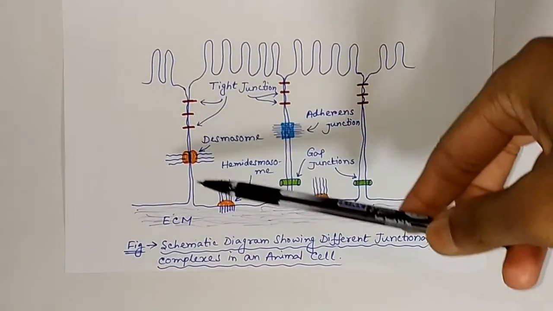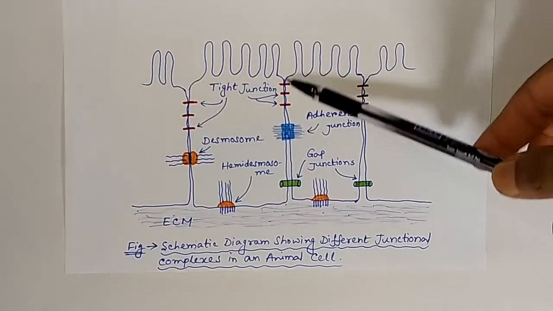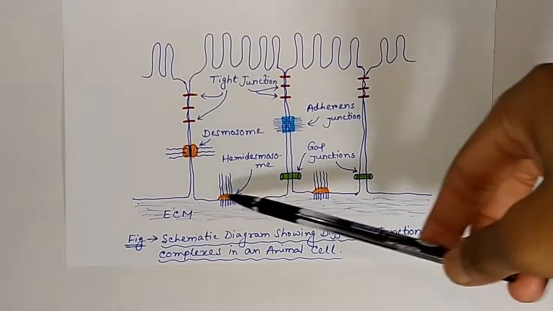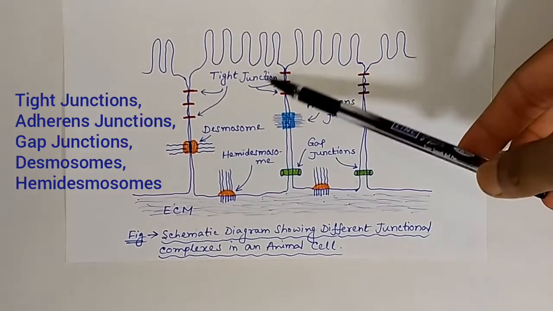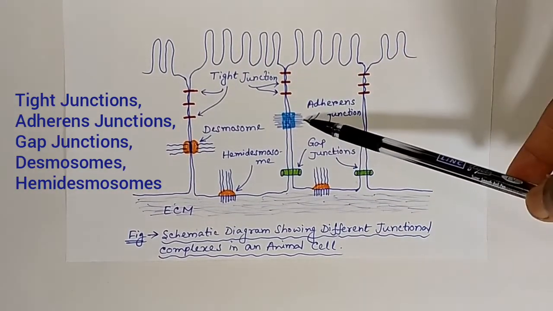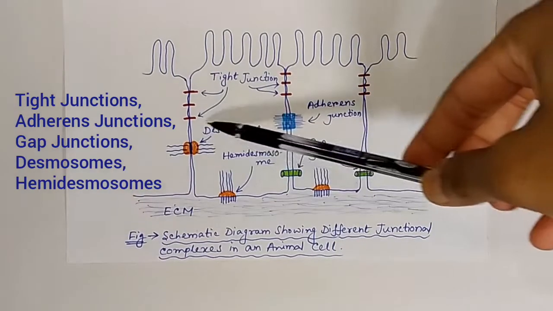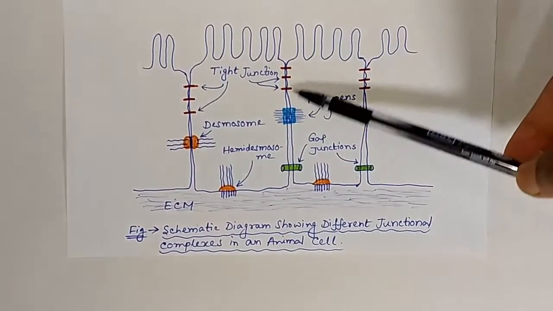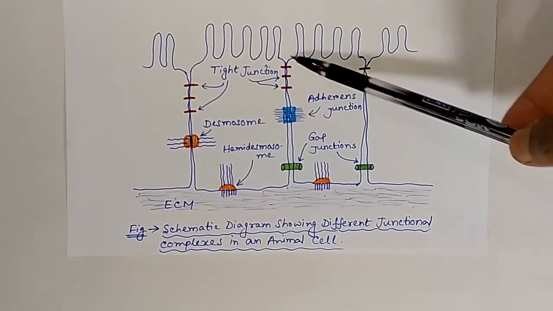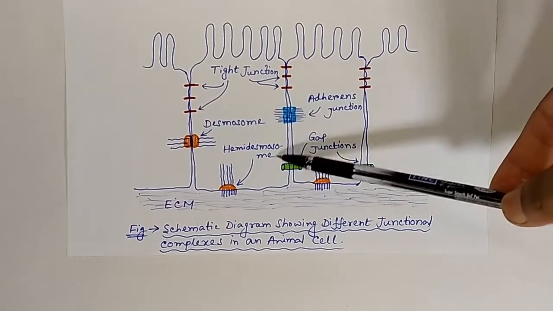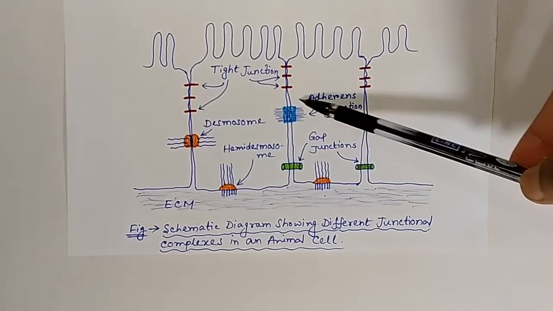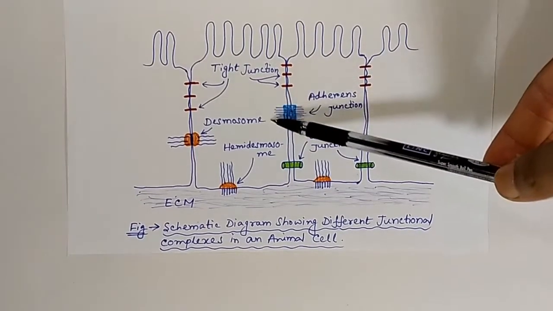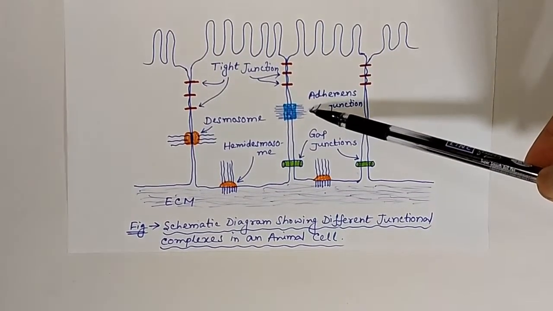You have already understood that there are mainly 5 types of cell junctions found in multicellular animal cells. These are tight junctions, adherens junctions, gap junctions, desmosomes, and hemidesmosomes. Of them, I had already discussed tight junctions and gap junctions. Today, I will discuss the molecular structure and functions of adherens junctions.